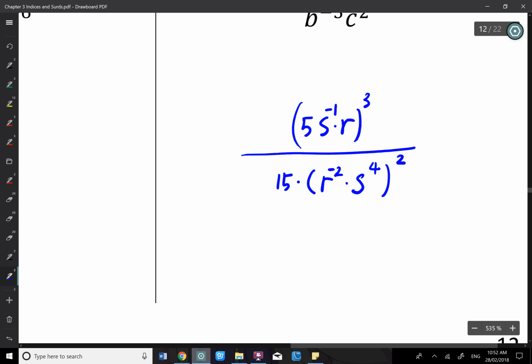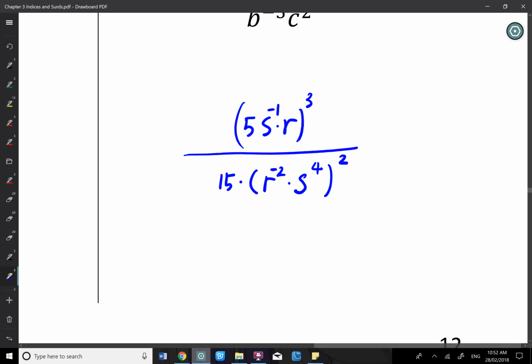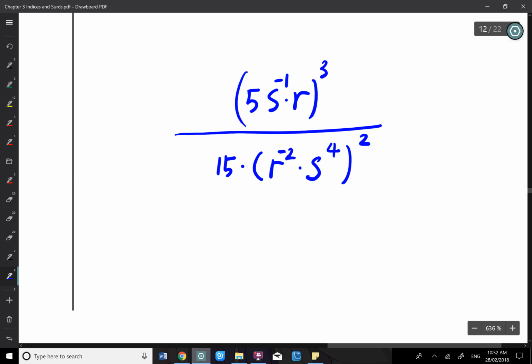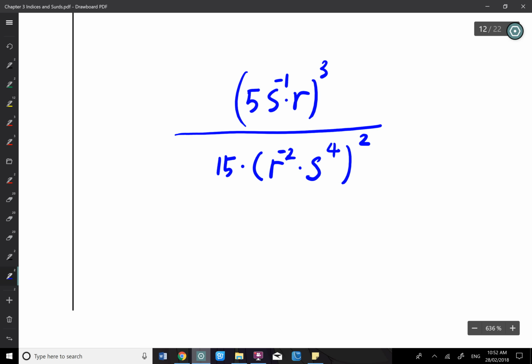Okay, can you calculate the simplest version for me for that question? S to the power of minus 1 times r, and then everything to the power of 3, over 15 times r to the power of negative 2 times s to the power of 4, and then that to the power of 2. I want positive index only, and then simplify anything you can simplify. I'll give you 2 minutes to think about that question.